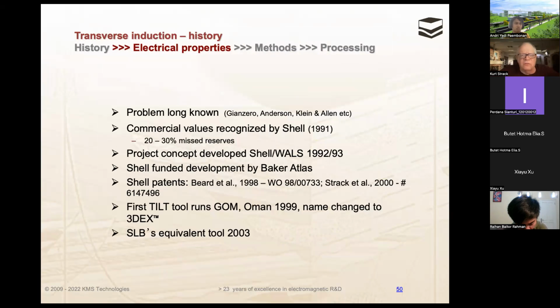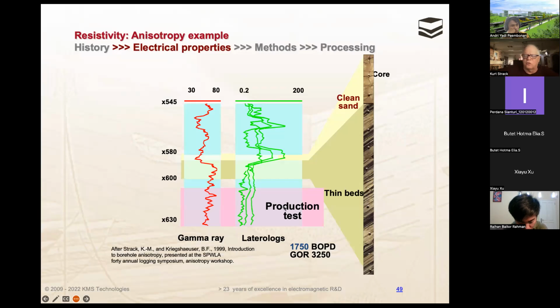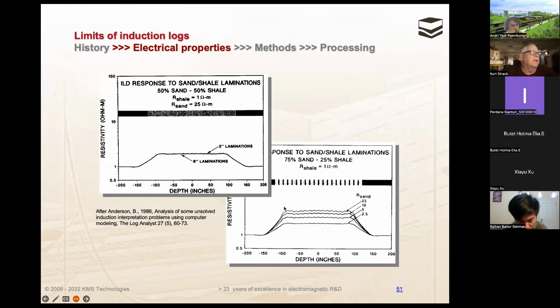So the problem was known from the early 1980s, but it was decided that it was not possible to build a tool. Shell in 1991 realized that they're missing 20 to 30% of reserves. And then they started a project with Baker Atlas and built a logging tool. And since 1999, they have been running that tool with great success. So the anisotropy tools for Schlumberger and Baker are making them a lot of money.